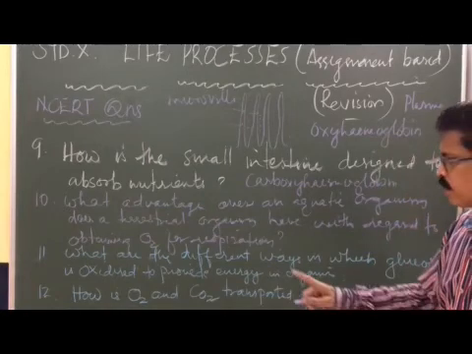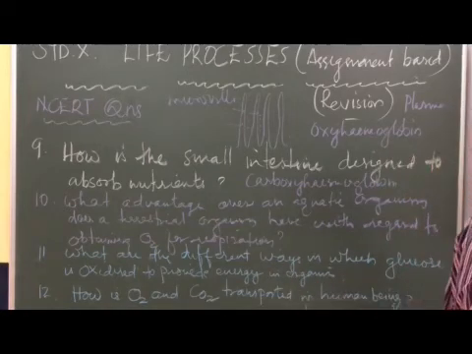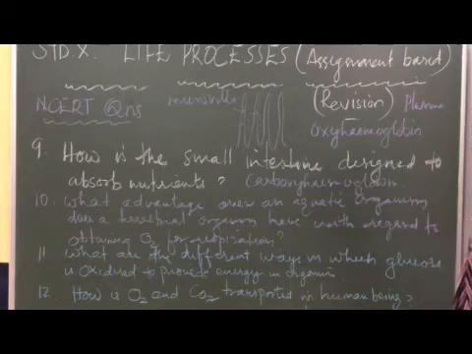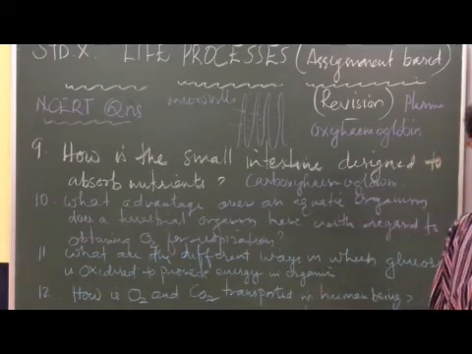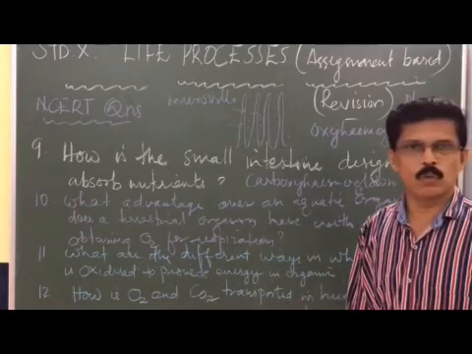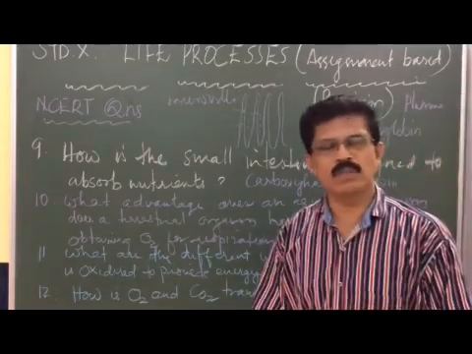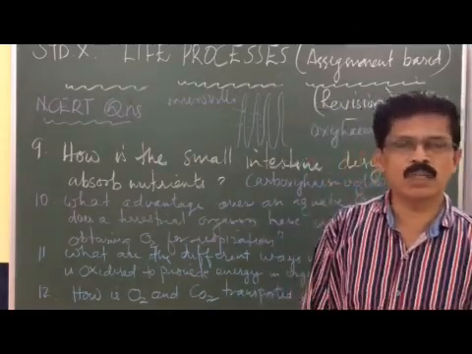That means the carbon dioxide combines with water and forms bicarbonates. And also some percentage of the carbon dioxide is transported in the form of carboxyhemoglobin. Okay, carbon dioxide combined with the hemoglobin forms carboxyhemoglobin.